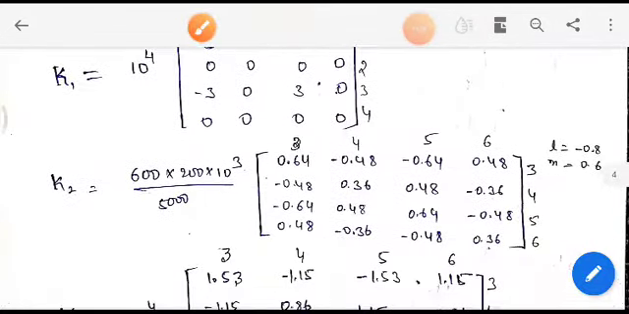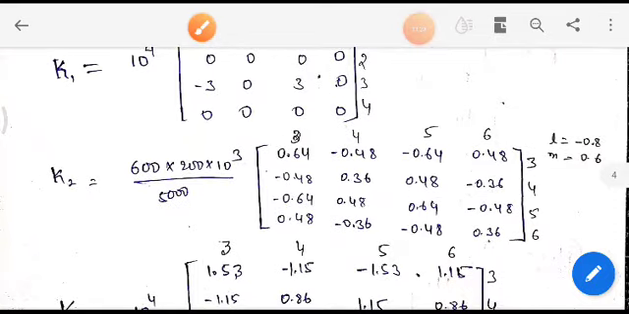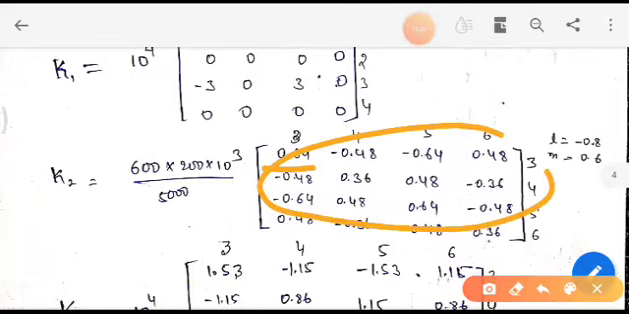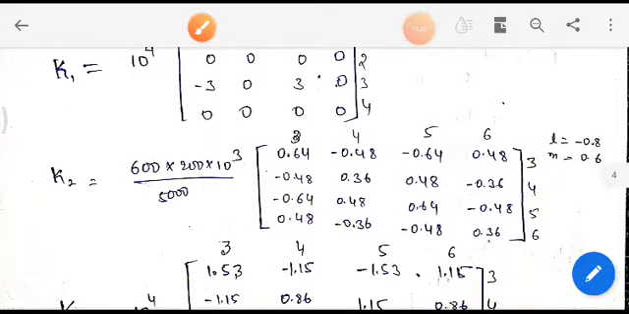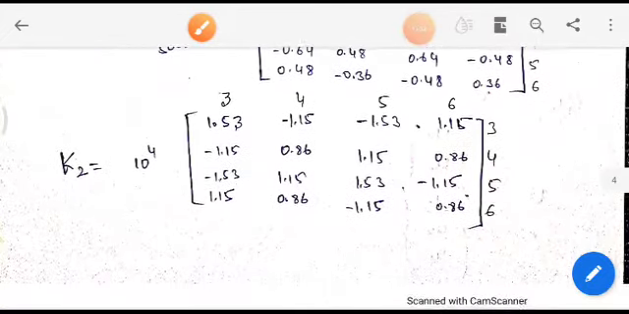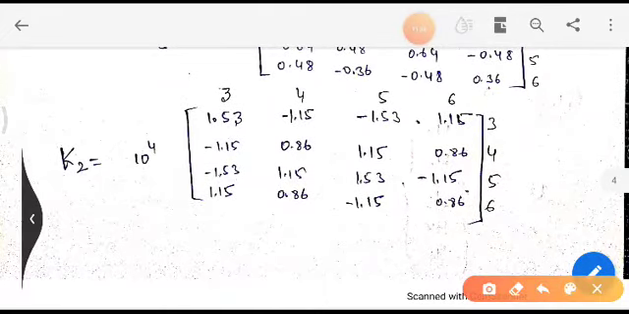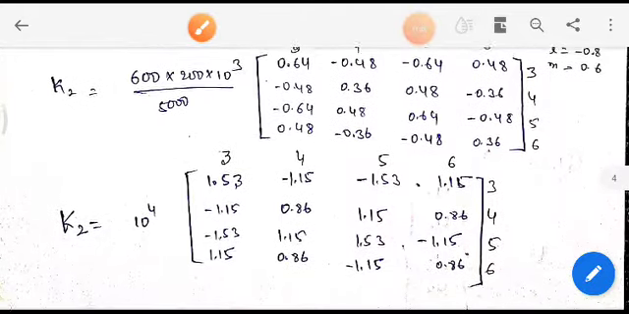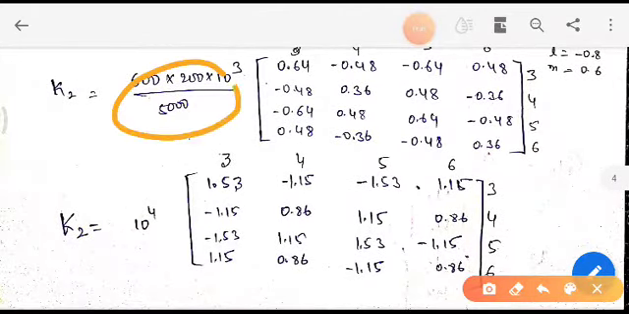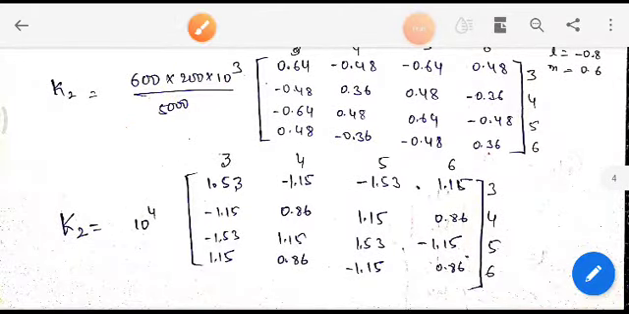L square is nothing but 0.8 square minus 0.8 square minus 0.8 square, you will get 6.64. Similarly we need to calculate all the elements. Once we calculate that, you will get this matrix.